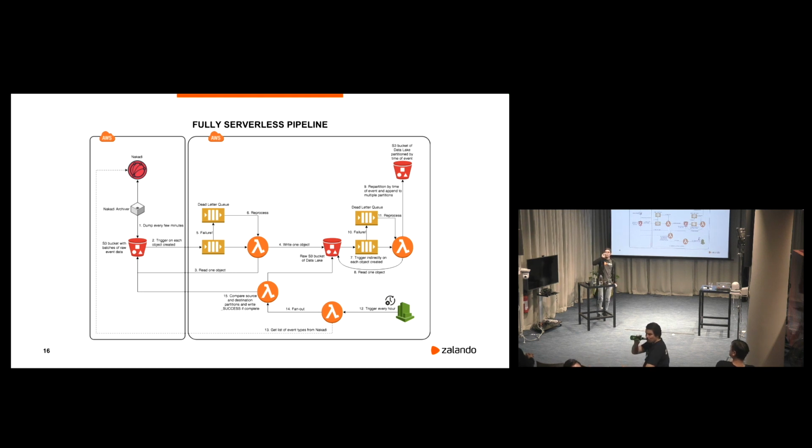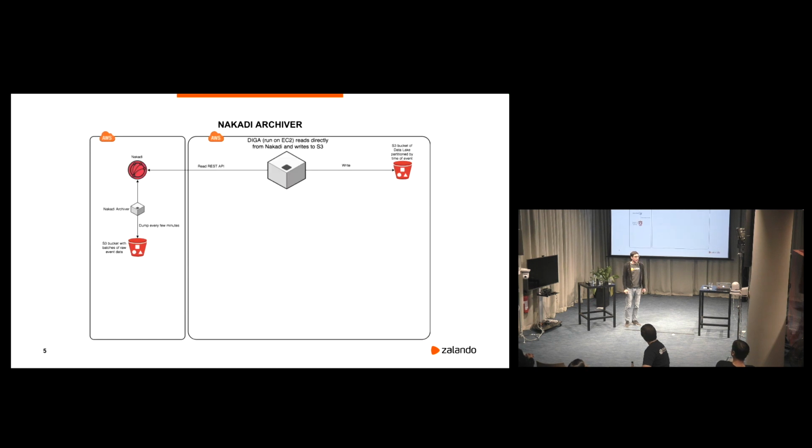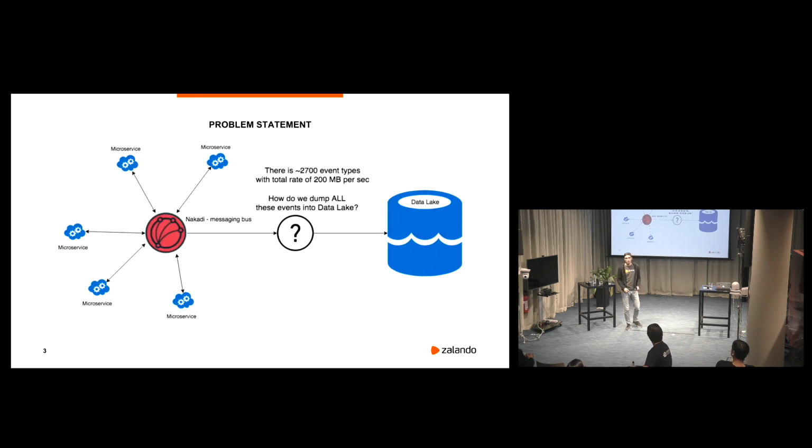So I want to go back to the initial problem. Maybe I misunderstood. Do you do any kind of transformation when you want to write your raw events to S3? Or is it just, why don't you go with any kind of Kafka connector which works with distributed file systems?